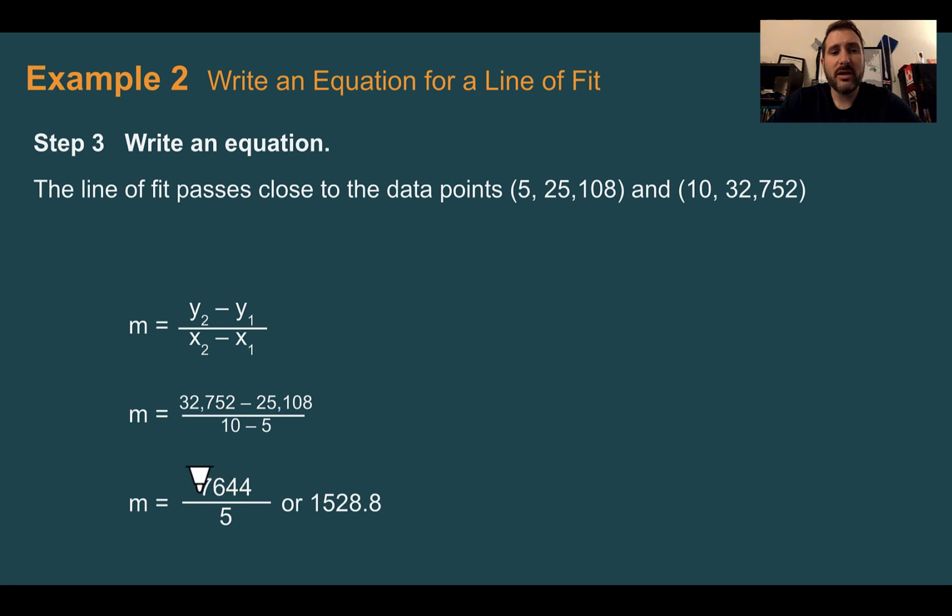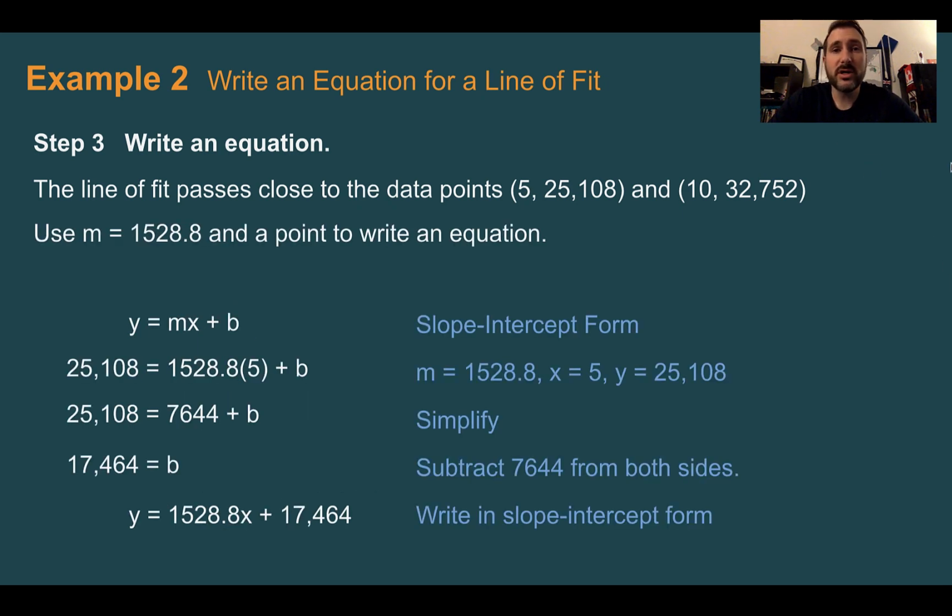When we do that, the difference in the y coordinates went up 7,644, and it took 5 years to do that, or about 1,528.8 per year. Then once we know our slope, we can plug values into our slope-intercept form to figure out our y-intercept like we've done in previous lessons.